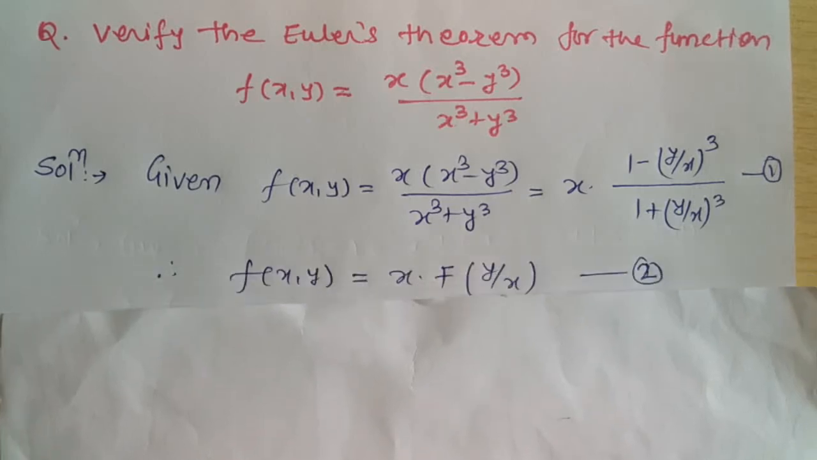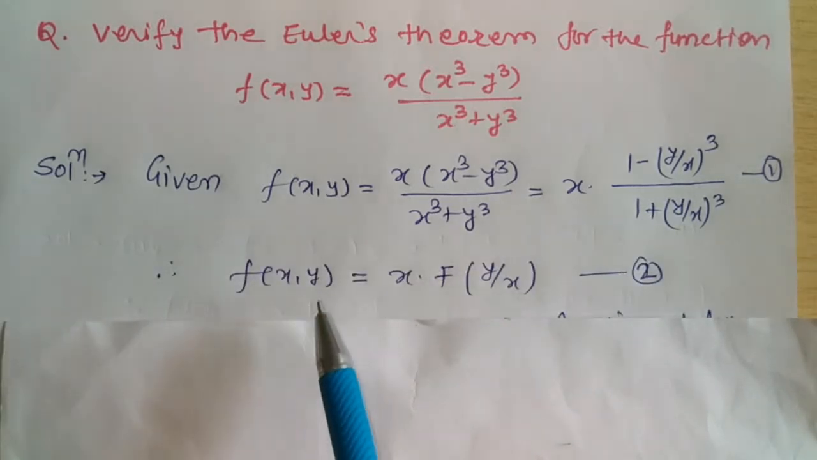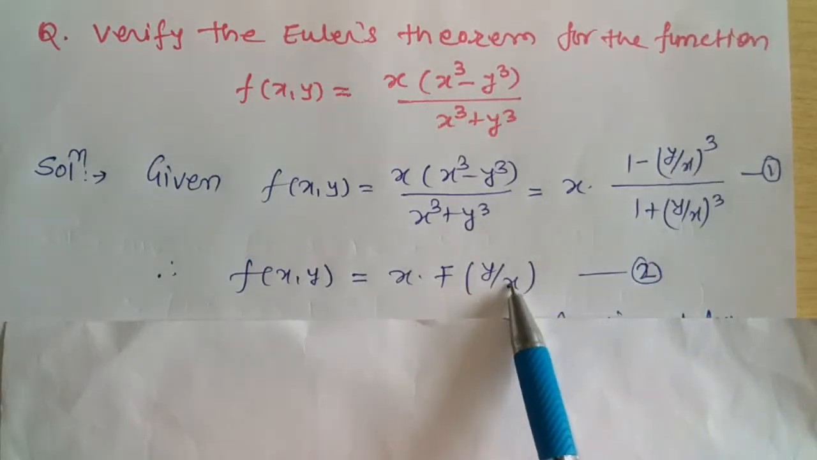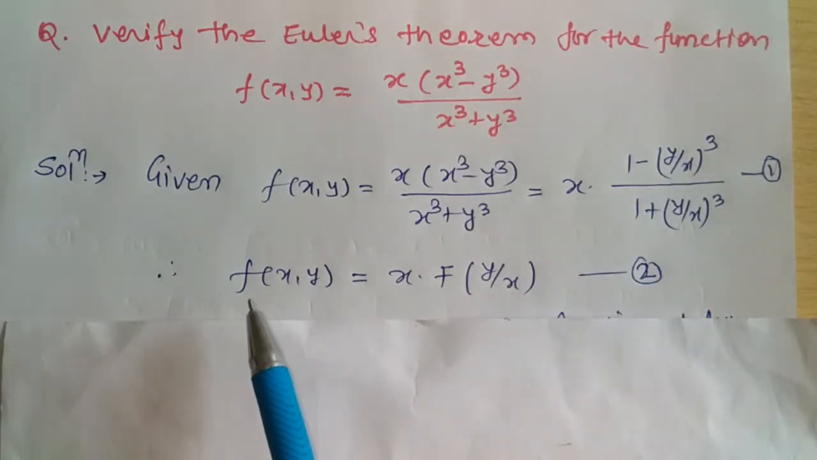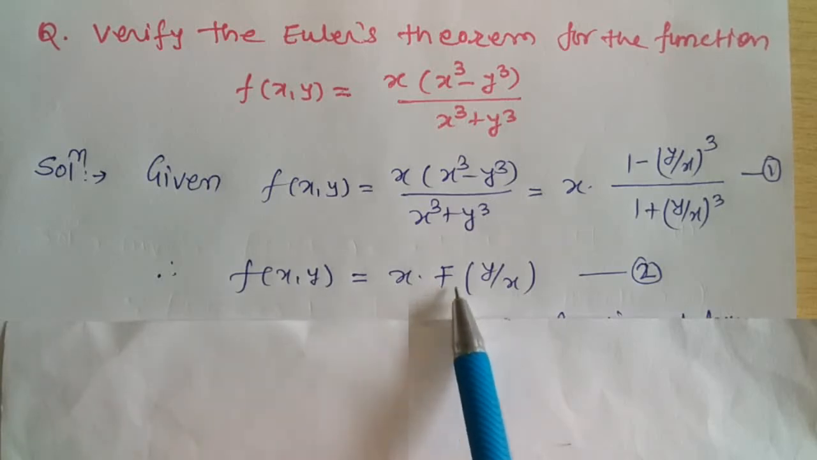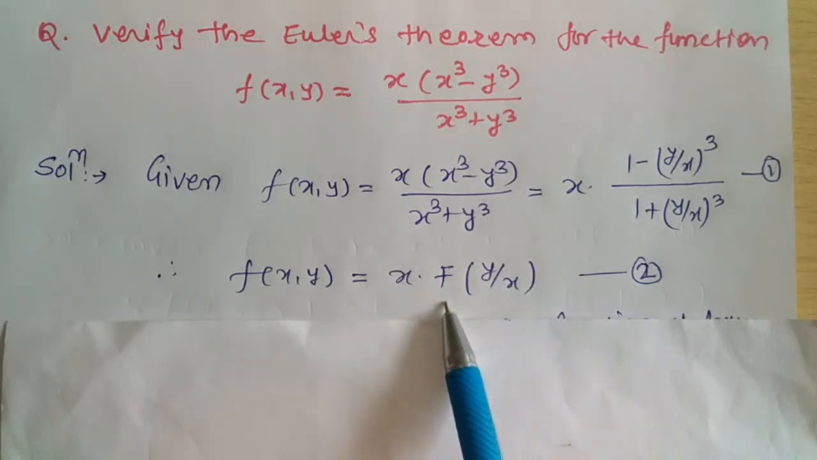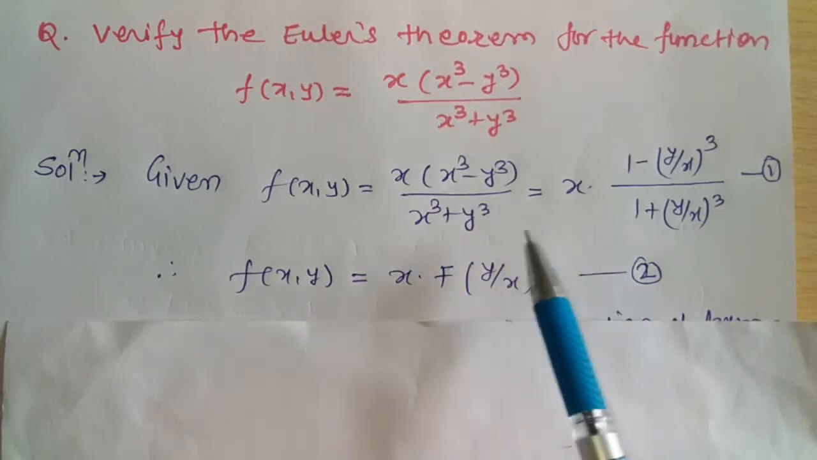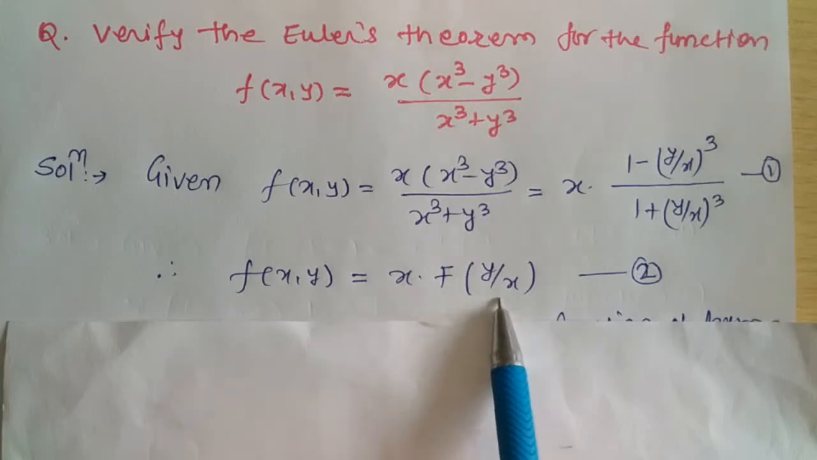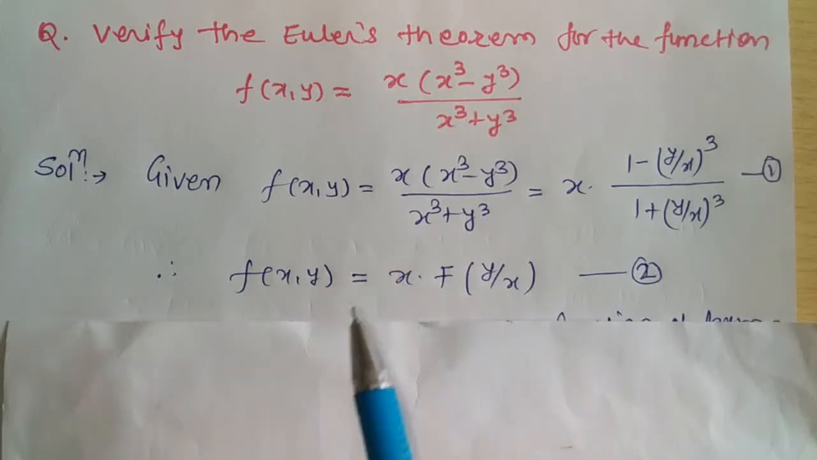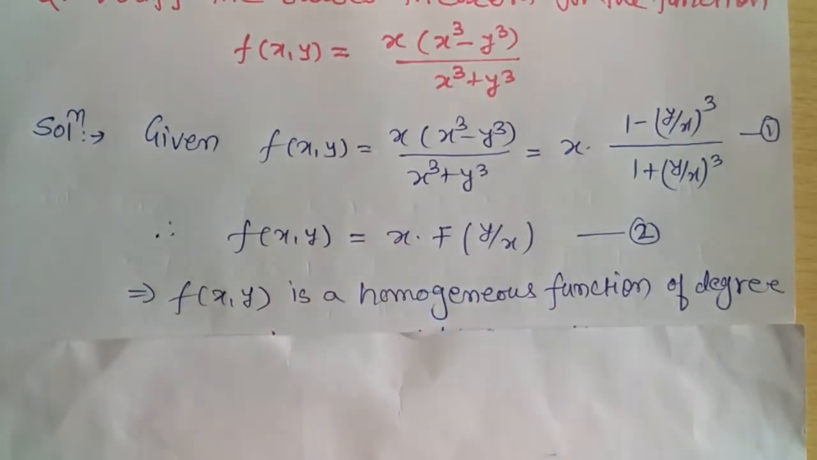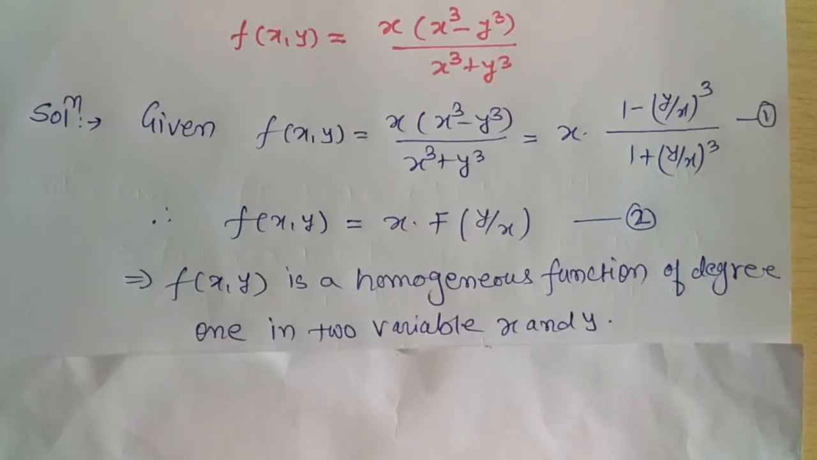Therefore f(x,y) is what? x into this expression, which is a function of y by x. So the given function f(x,y) is x into a function of y by x, and this expression shows that the given function f is a homogeneous function of degree 1. So the given function is a homogeneous function of degree 1 in two variables x and y.